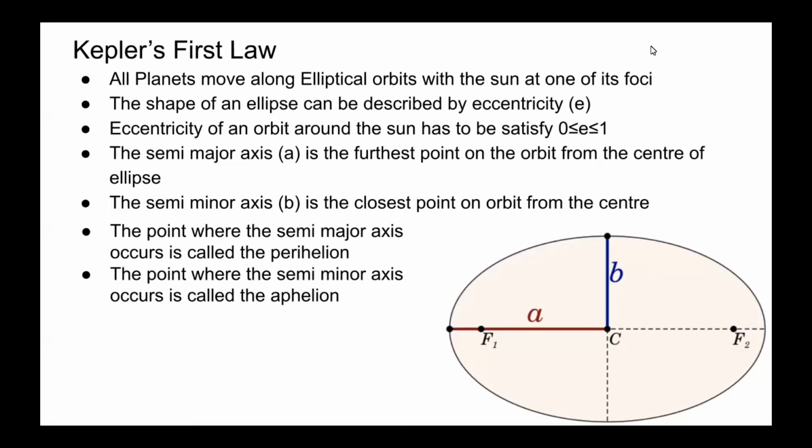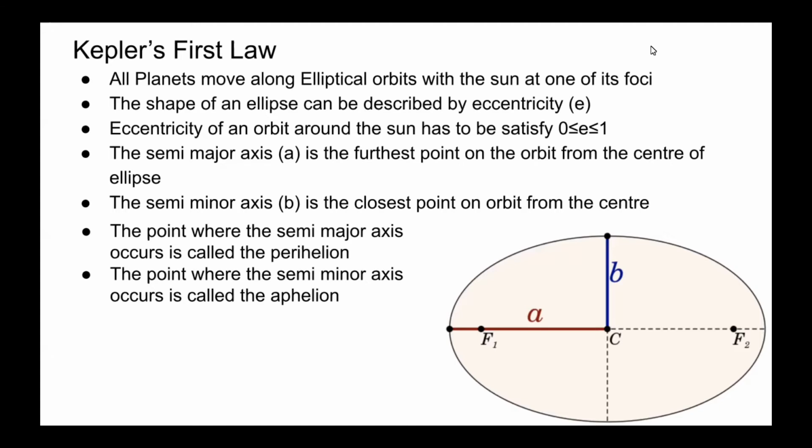Kepler's first law. Kepler's first law states that all planets move along elliptical orbits with the Sun at one of its focuses. The shape of the ellipse can be described with the eccentricity e. The eccentricity must be greater than or equal to 0 and less than or equal to 1.